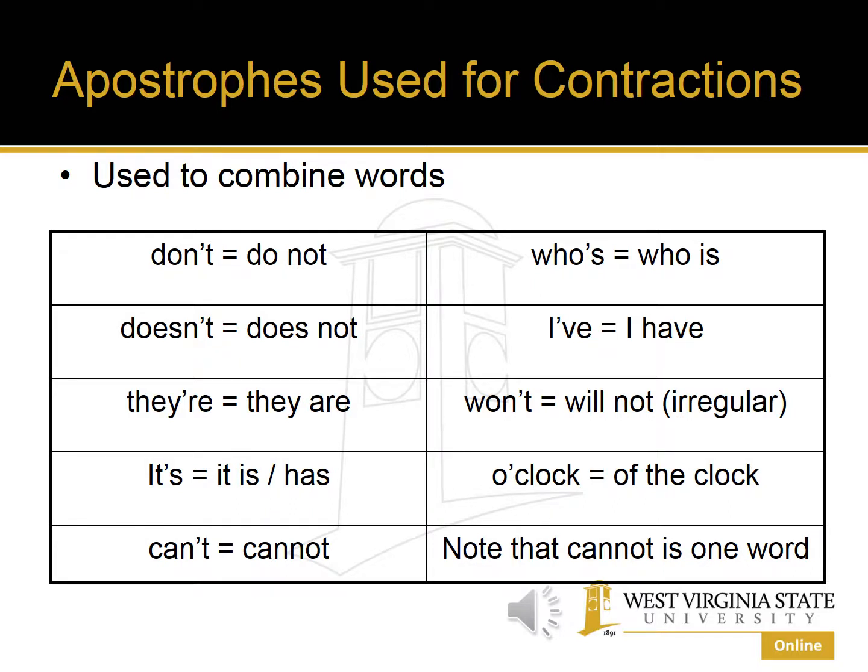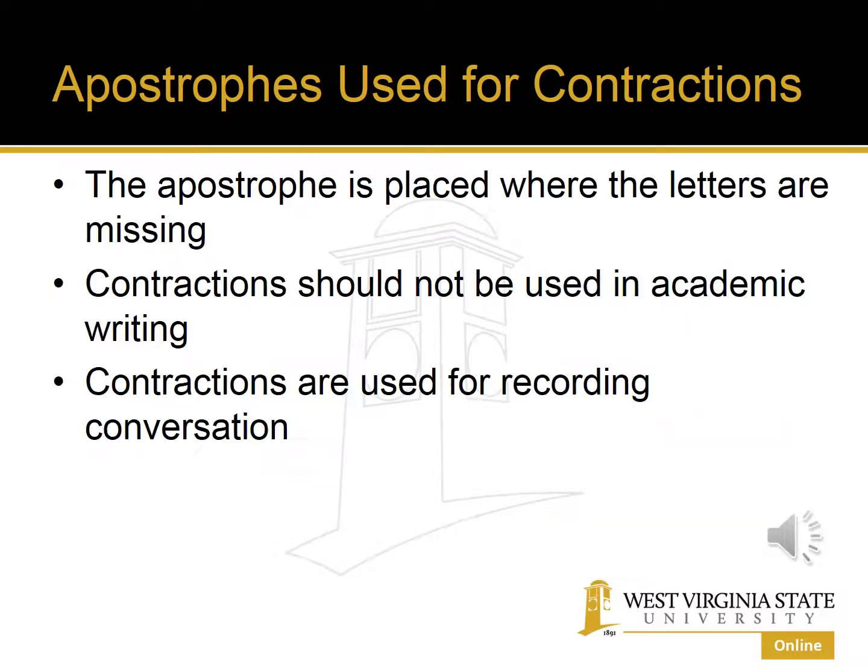The thing I want to point out here, because this is a common spelling error, note that cannot is not a combining of two words. Cannot is one word, and the contraction can't is actually deleting the letters N and O. So as we've noted, the apostrophe is used when we have an omission of letters to form a contraction. The apostrophe is placed where the letters are missing.